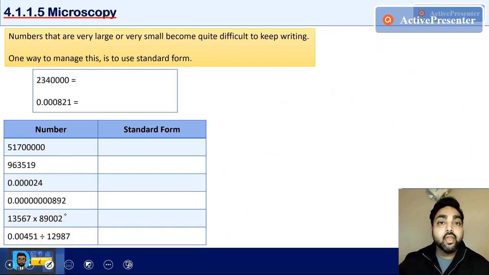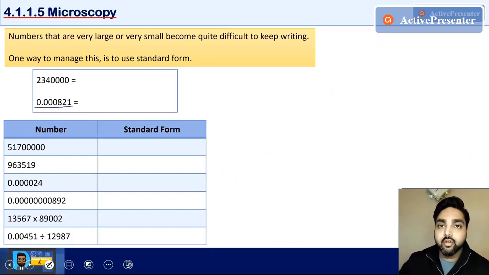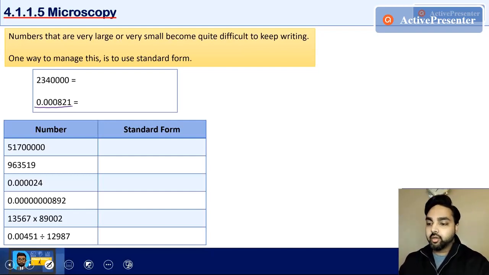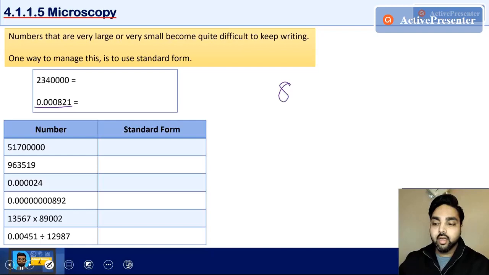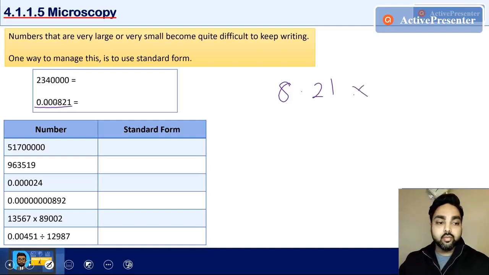Let's clear the screen. Now, the second number is similar, but it's slightly different in the sense that it's got a lot of zeros before the first non-zero digit. So again, I do the exact same thing in the sense that I write down the first non-zero digit, which is 8.21. From this, what I need to do is say, right, how many zeros are there before the 8? So I've got 1, 2, 3, 4. So I do times 10 to the power of 4.